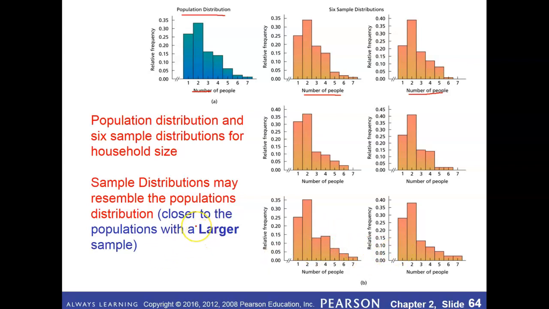And so, sample distributions may resemble the population distribution. The closer the sample is to the actual population probably depends on how many people were actually in the sample. In other words, if we have a large sample, it's going to look closer and closer to the actual population distribution.